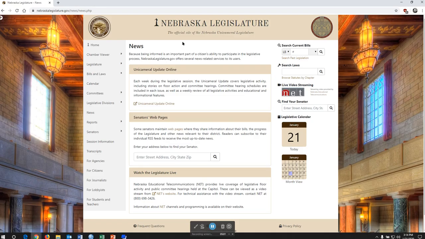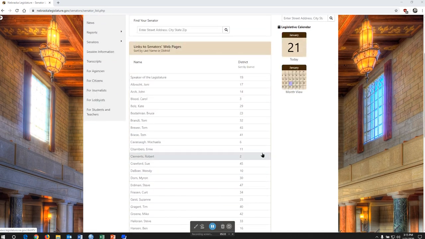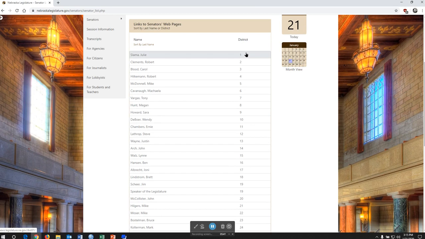Here's the homepage. Okay, so before I move into the meat of what I wanted to talk about with the exercise for the week, I want to show you two important things that you want to know. First is senators. So if I click on this tab called Senators, and the one that says Senators web pages. Okay, here we go with the list of all the senators. So this one's listed in alphabetical order. You can also sort by district, starting with District 1.